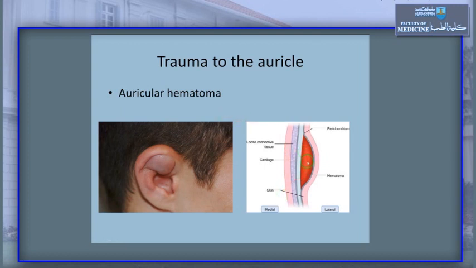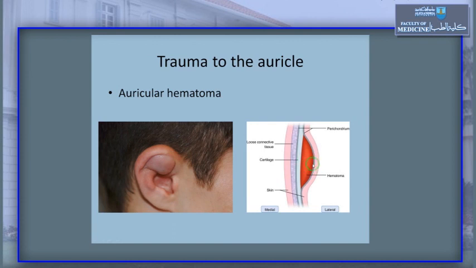The hematoma is a collection of blood in an extravascular space, as we know, and here we mean the space between the cartilage and the perichondrium of the auricle. As we know, the cartilage has perichondrium on the medial side and the lateral side, and as we know from the histology, the cartilage takes its oxygen supply and nutrition from the overlying perichondrium because the cartilage is avascular.